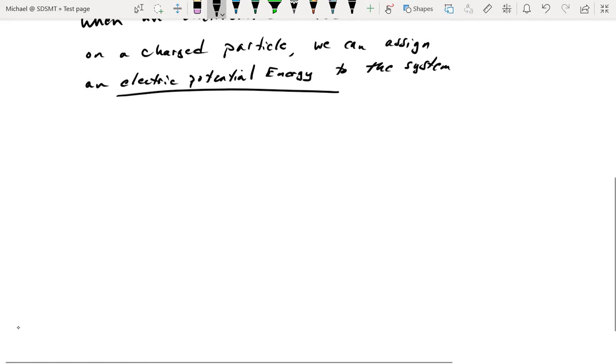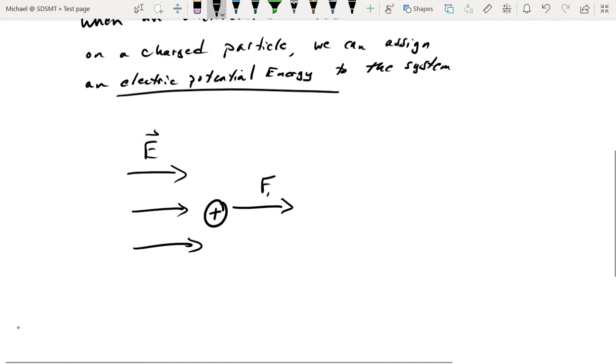If I have a charged particle, in this case we'll just have a positively charged particle, and if we place that charged particle inside of an electric field, that particle will then experience an electric force as a result. And this comes from the very beginnings of chapter 22. But now that force, once it's applied to our particle, is going to start displacing that particle. We're going to move that particle.